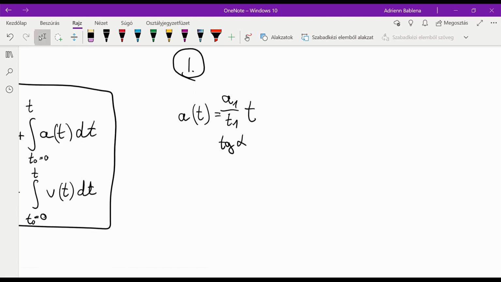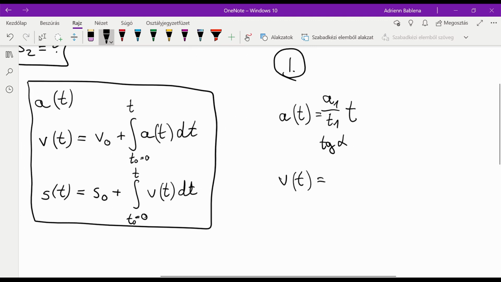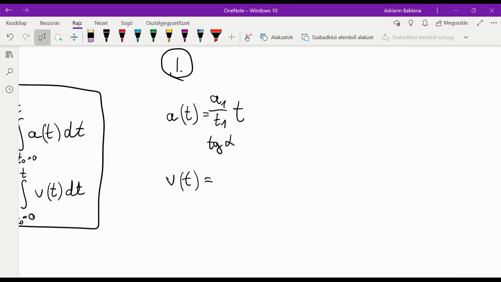We have to integrate to get vt. v0 probably is not 0, so let's take v0 into account. This is the constant part, and we have to integrate at, so plus A1 over T1, it's constant, we just write it, and the integral of t is t squared over 2.